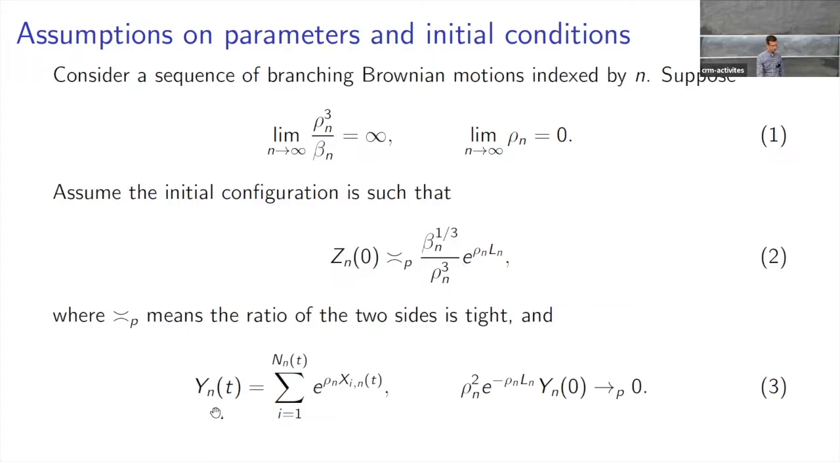And then we need this more technical assumption that if we define this quantity Y_n(t) such that a particle located at x contributes e^(ρx), then ρ² e^(-ρL) times Y_n(0) converges in probability to 0. What that's doing is ensuring that the configuration of particles a long time into the future is not dominated by the descendants of a small number of particles at time 0. So there are many particles at time 0 that are contributing to the process in the long run.